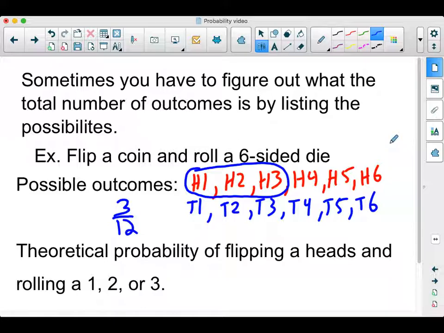So that is my theoretical probability. If I was to change that into a decimal and percent, it would be 0.25 or 25% chance of doing that. So that is theoretical probability.